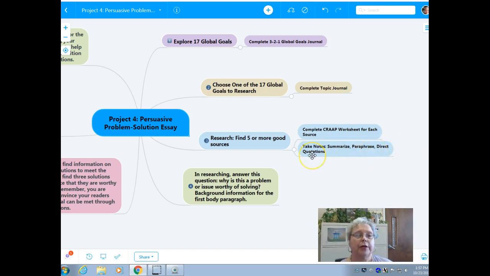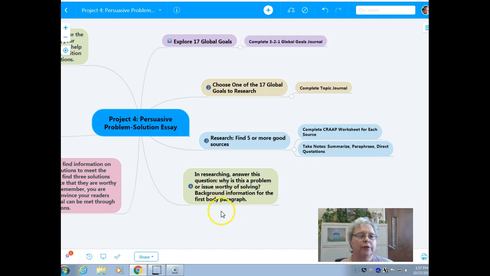If you use direct quotations, make sure you have the wording accurate and put it in quotation marks. And on these CRAP sheets, you're also keeping up with your MLA documentation, that you can put into your works cited page. So these CRAP worksheets are going to come in very handy when we do our annotated bibliography, and also when you do your works cited page for the essay itself.